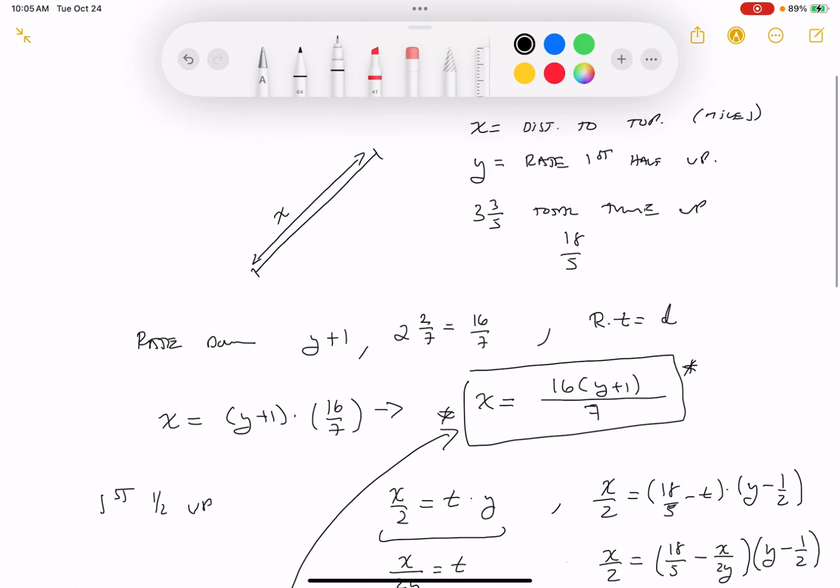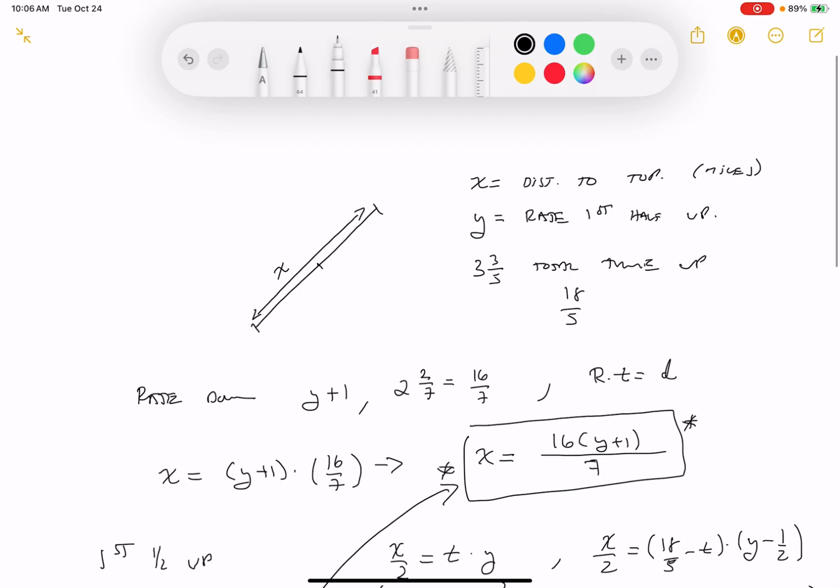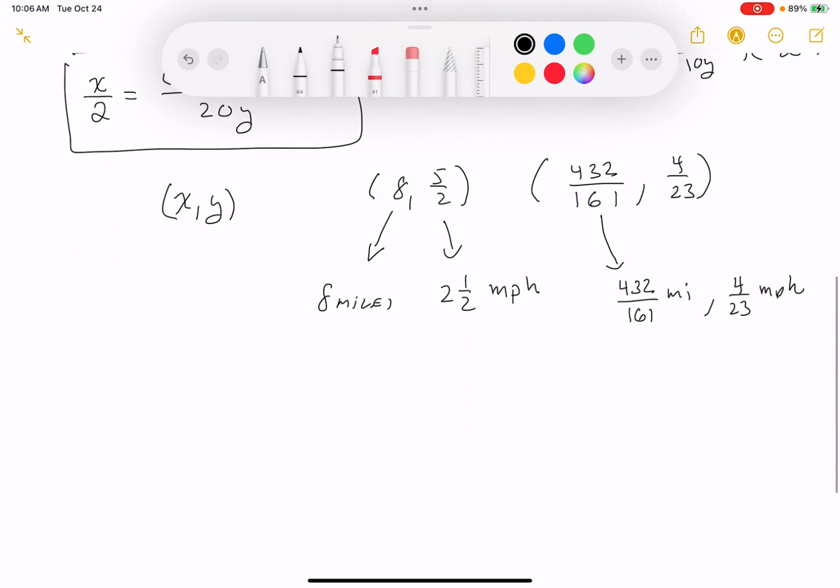I'll tell you why. If you remember what they said, his speed over here would be reduced by 1/2 mile per hour. Let me write this down for you. So if you have 4 over 23, and you want to reduce that by 1/2 mile per hour, what would you get? You would get 8 minus 23 over 46, which would be less than 0. It's negative. So this one over here makes no sense. Not possible.